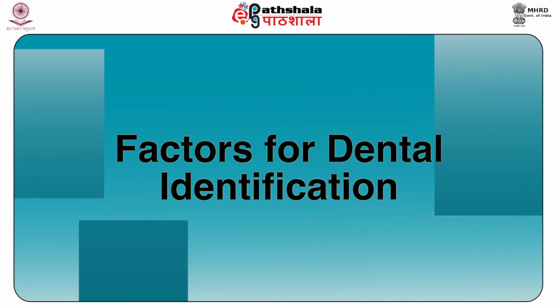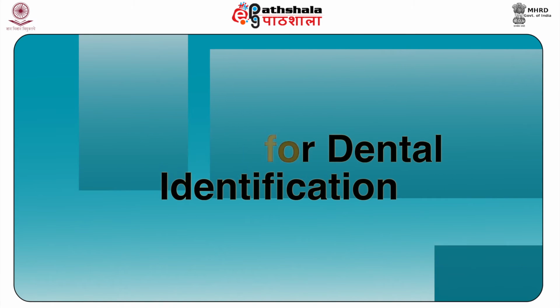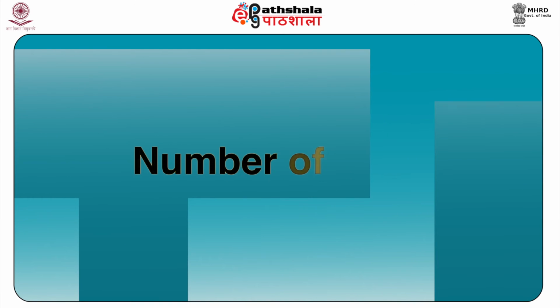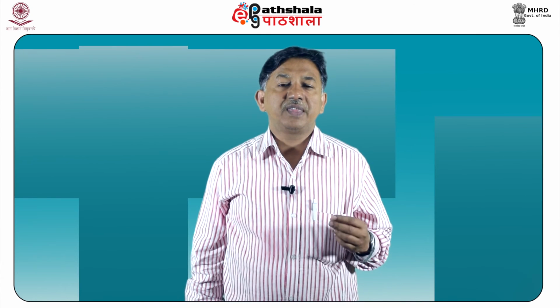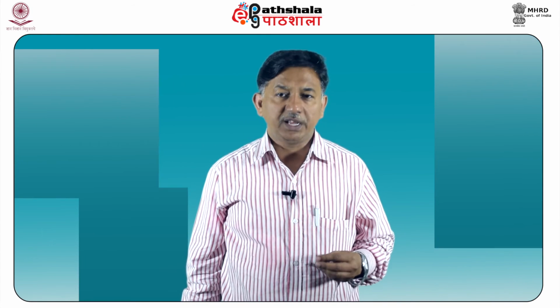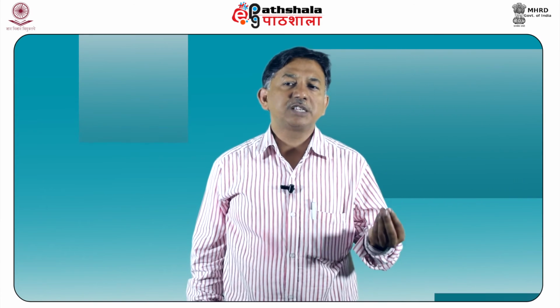Now coming on to the factors for dental identification. What are the factors which help in dental identification? The first one is the number of teeth. The assessment of teeth in the mouth should include those that are present and missing. The number of possibilities that exist for the combination of teeth missing or present may well be enough to obtain a positive identification. Therefore, it is important to establish whether the teeth were lost antemortem or postmortem or around the time of death, that is called perimortem.